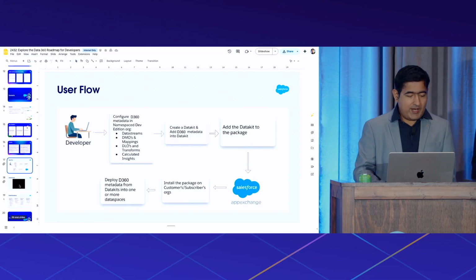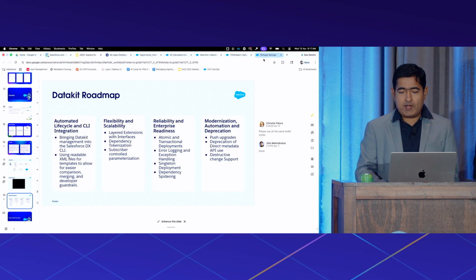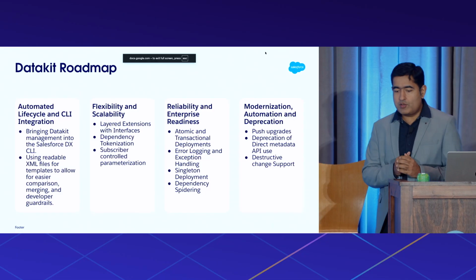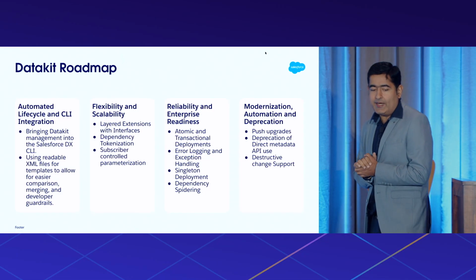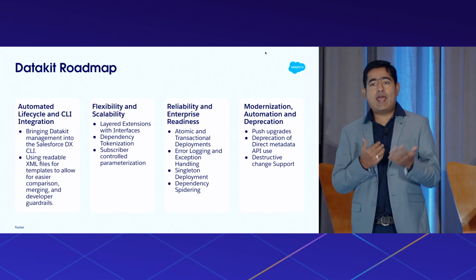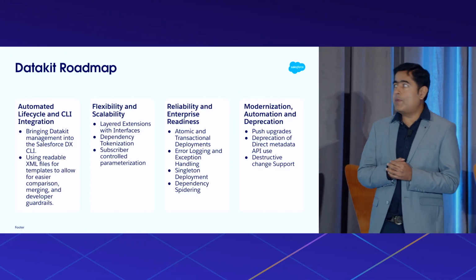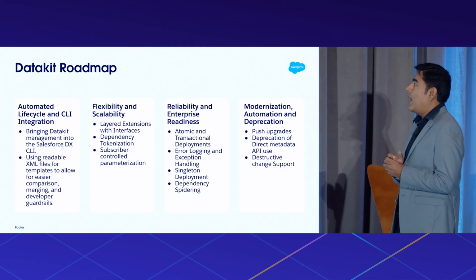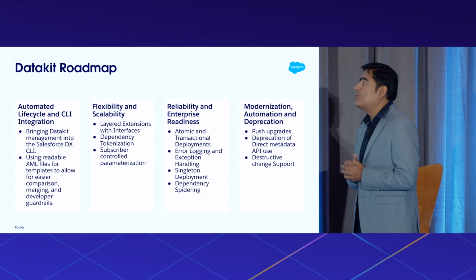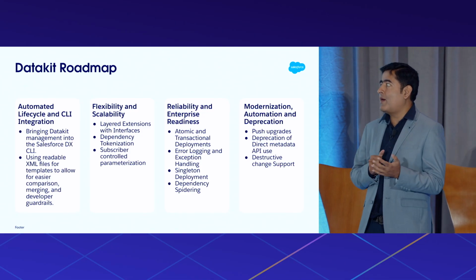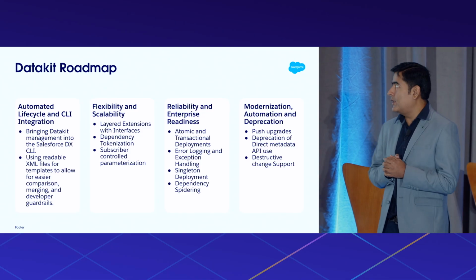So going into the roadmap of data kit, we have 4 different themes. The first one is automated lifecycle and CLI integration. We want to enhance the CLI capabilities when it comes to data kit, and make the XML files more readable to allow for easier comparison, merging, and developer guardrails.